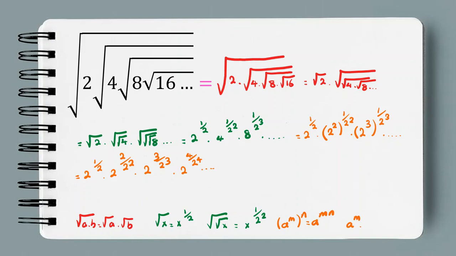The next rule is a to the m times a to the n is a to the m plus n. So we can apply it and say it is equal to 2 to the power of 1 over 2 plus 2 over 2 squared plus 3 over 2 cubed, and so on. So we should find the power. The power is what? 1 over 2 plus 2 over 2 squared plus 3 over 2 cubed plus 4 over 2 to the 4.